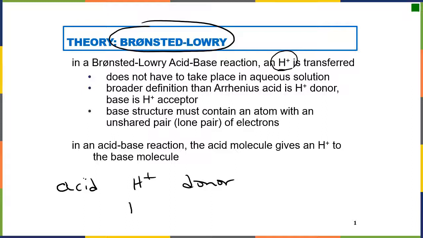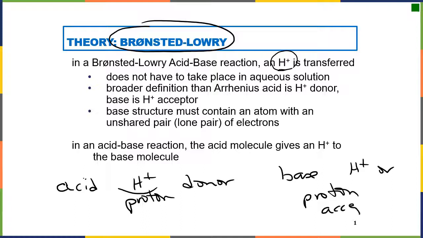Now an H plus, remember, is a proton, and we're going to frequently call it a proton donor, and our base is going to be an H plus or a proton acceptor. Now this is a much broader definition of an acid and a base, and note that our bases are going to have to contain a lone pair of electrons for that H plus to stick to. So the acid molecule is going to give or donate the H plus to the base molecule in our Bronsted-Lowry acid-base theory.